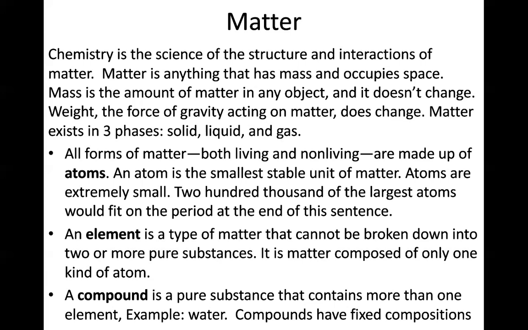Okay. We talked a little bit about the periodic table the other day. We're going to talk a lot about it here today, which is where the elements of the world, which includes our body, are organized. An element is a type of matter that cannot be broken down into two or more pure substances, and it is matter composed of only one kind of atom. Okay. Compounds are pure substances that contain more than one element, like water, which is also known as what?